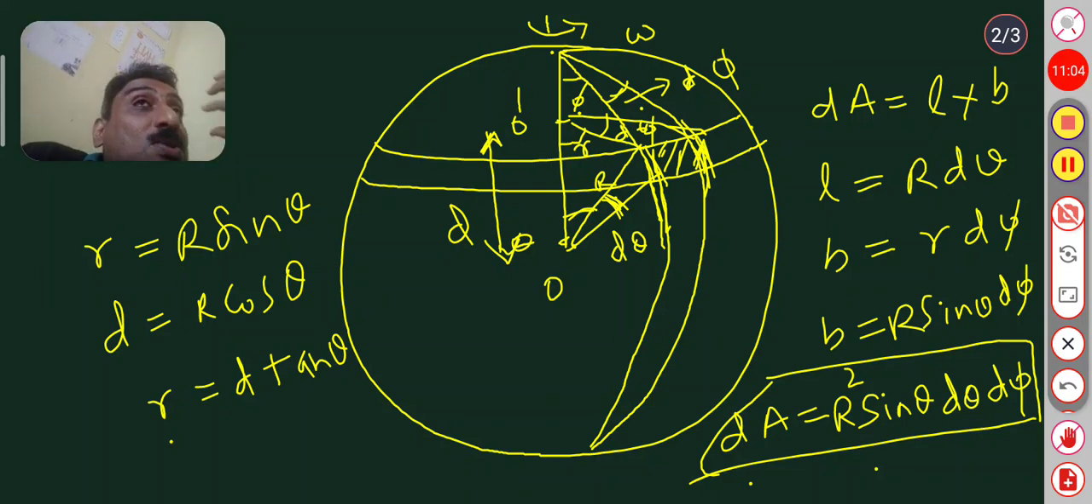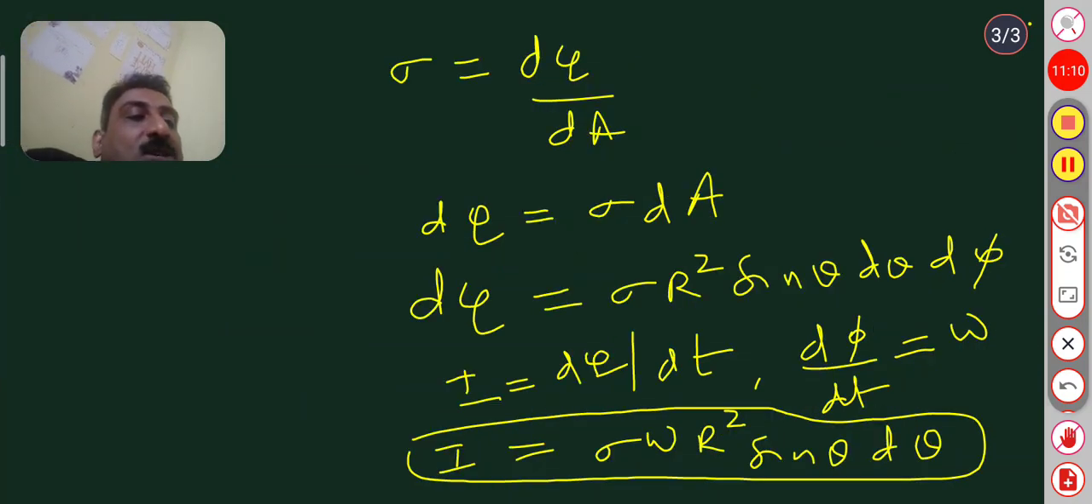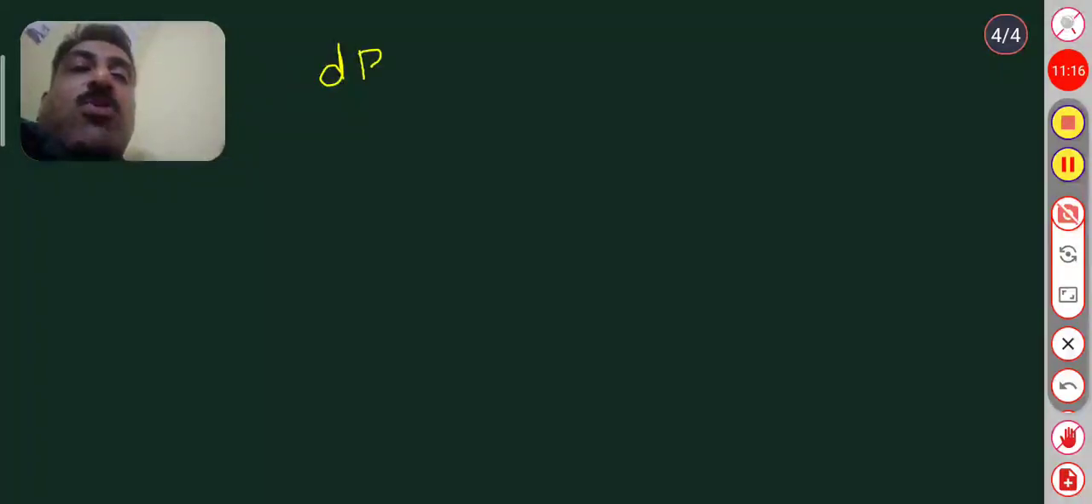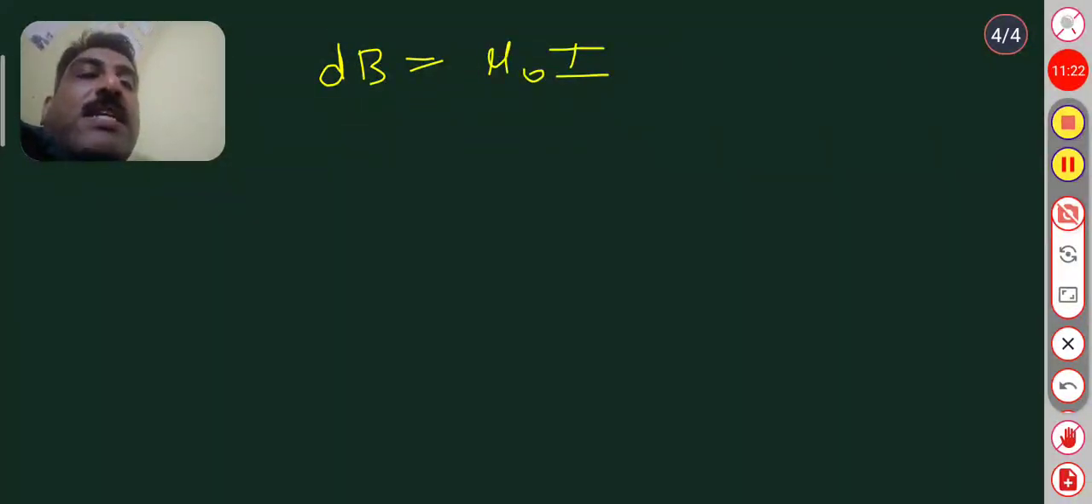So this ring behaves as a circular current loop, and it has a magnetic field at its center. What is the small magnetic field produced due to this small ring? The magnetic field produced at the center is mu naught I, where I is the current.